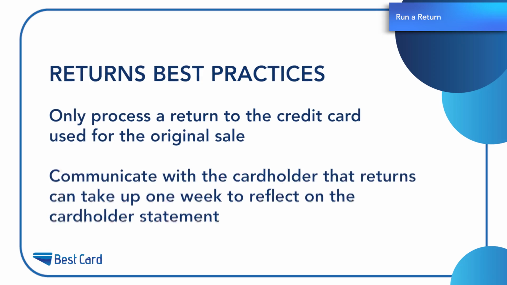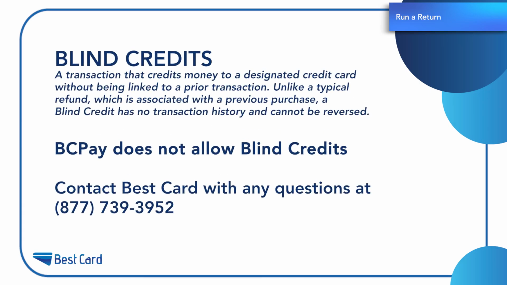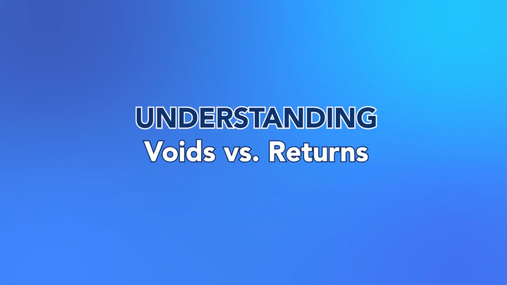As a part of our ongoing fraud prevention measures, BC Pay does not allow for blind credits. Blind credits are refunds to cards that do not have an offsetting sale, or refunds exceeding the original amount of the transaction. If you need to enable blind credits on your account temporarily or permanently, please reach out to BestCard.